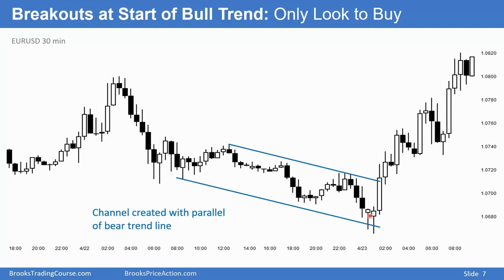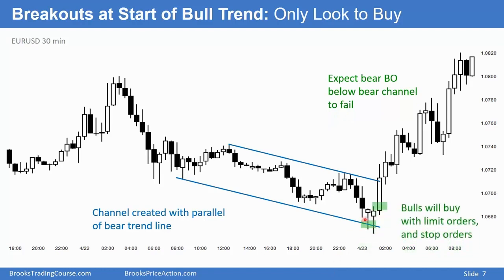And here we have a micro double bottom with 2 bull bars. Should you be selling at the bottom of the channel betting on a successful bear breakout? Well, only 25% of the time are you going to get a successful bear breakout below the bottom of the channel, and that's even less likely when the channel is as weak as this. Instead, traders should be looking to buy with limit orders at the bottom of the different channels.